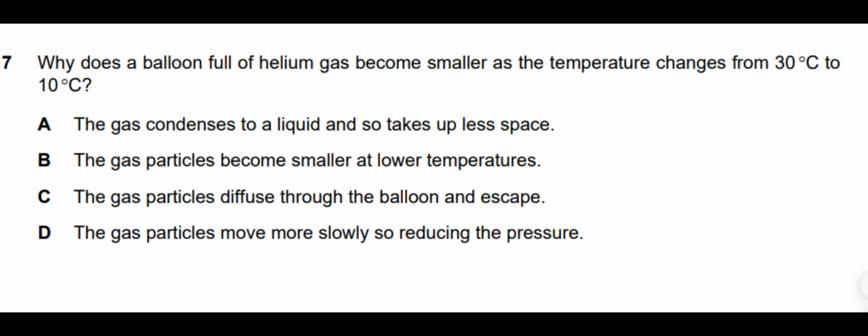So if the question is telling us that helium is a gas, when the temperature of the gas decreases, the particles lose kinetic energy and they come closer. When they come closer, the volume decreases. So let's read the options. The alpha option says the gas condenses to liquid and so takes up less space. That can be the correct answer, but we are going to see the rest of the options as well.